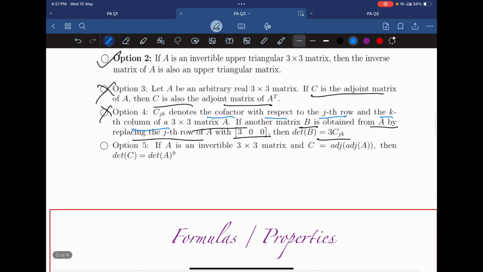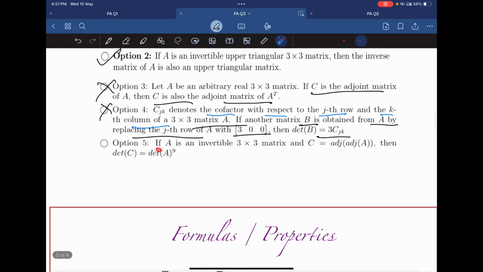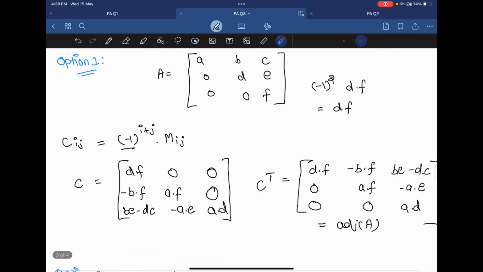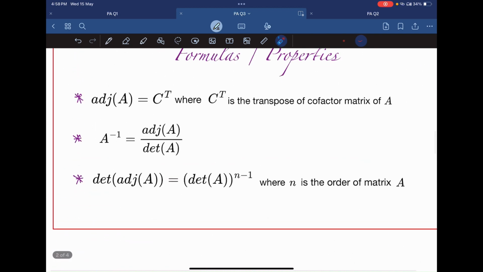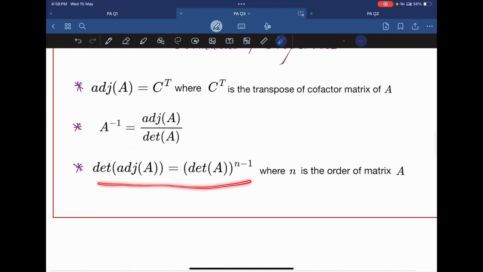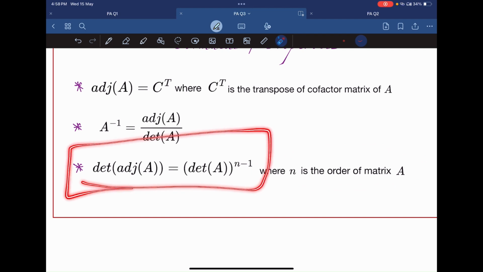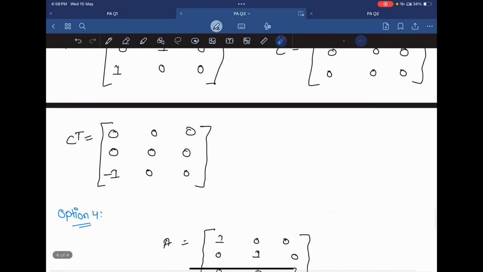Now option 5 says if A is an invertible 3 cross 3 matrix and C is the adjugate of A, then determinant of C is determinant of A power 9. So we have one property already, that is determinant of adjoint of A is equal to determinant of A power n minus 1, where n is the order of the matrix. So we'll first derive this formula, how this formula came.